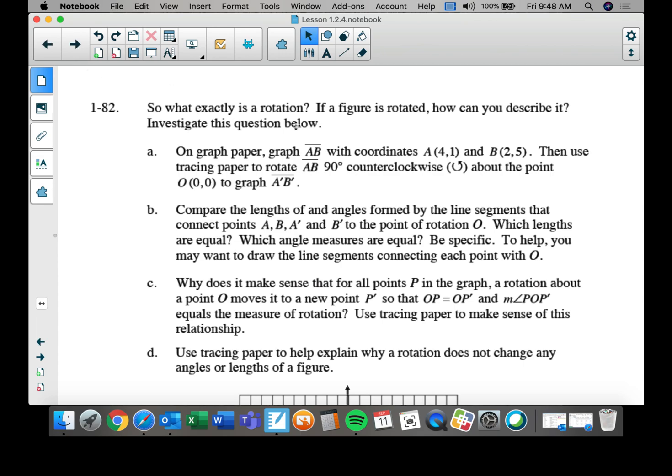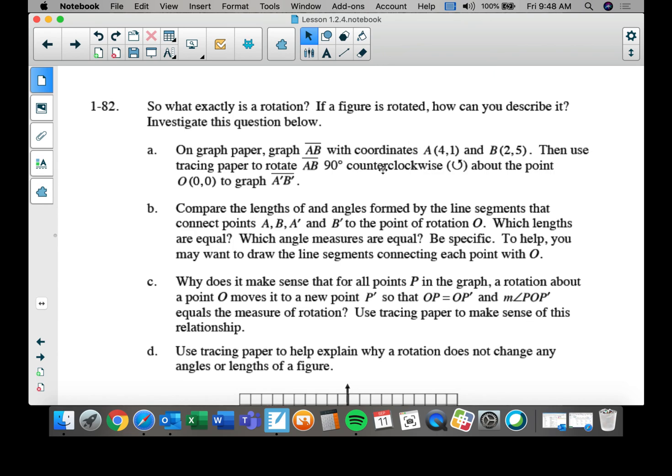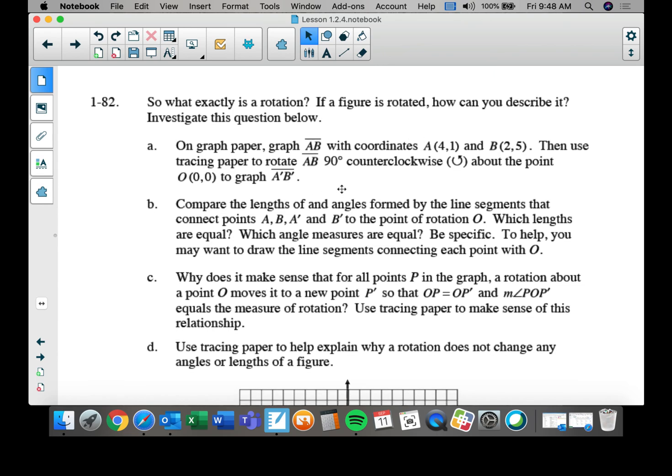So if we take a look at this next problem, it says, so what exactly is a rotation? If a figure is rotated, how could you describe it? So part A, on graph paper, it tells you to graph this line segment AB. They gave you the coordinates for A and B, and then they want you to rotate it 90 degrees counterclockwise about point O. They call it O because this is the origin. And then you'll have a segment of A prime, B prime.